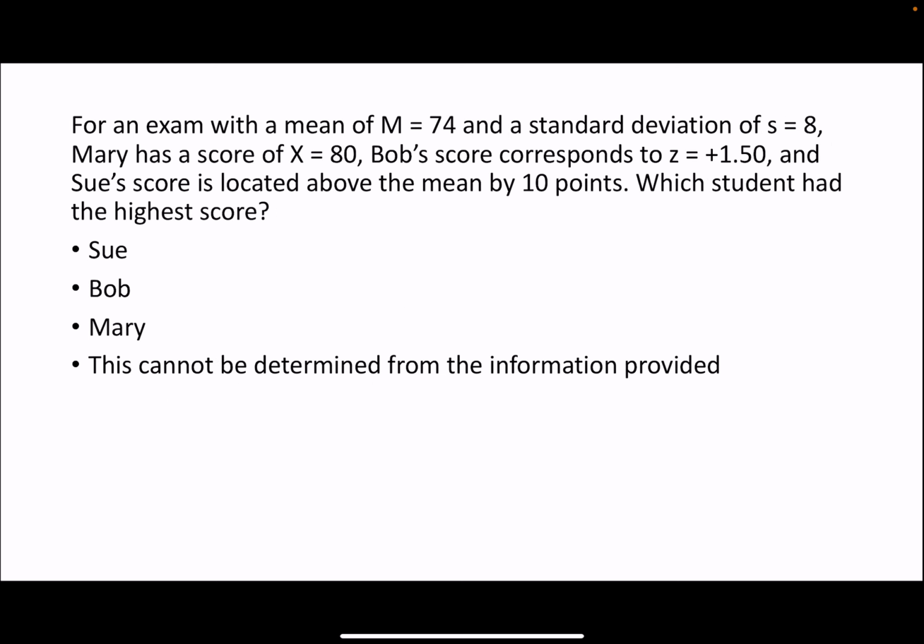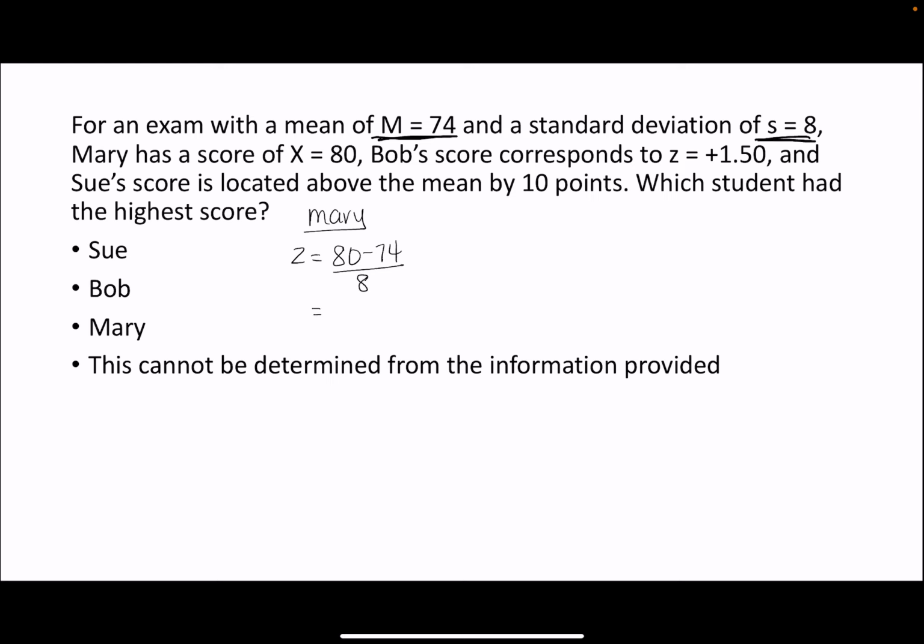Okay, this next one is very similar to the problem before the last one we did. We have 3 people, Sue, Bob, and Mary, and they all took the same test, and we're trying to determine who has the best score, who had the highest score. So for the exam, I had a mean of 74 and a standard deviation of 8. It says Mary scored an 80. Okay, so let's look at Mary, and let's find out Mary's z-score. So z equals 80 minus 74 over 8.